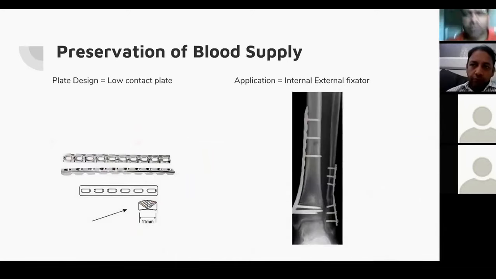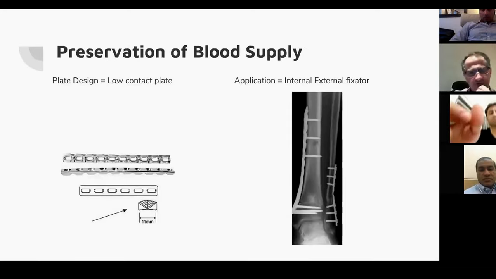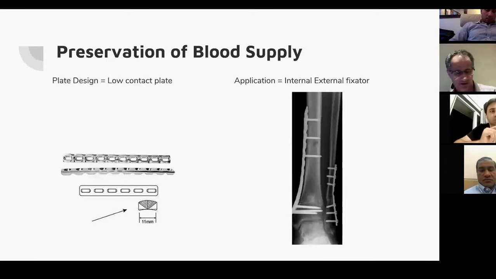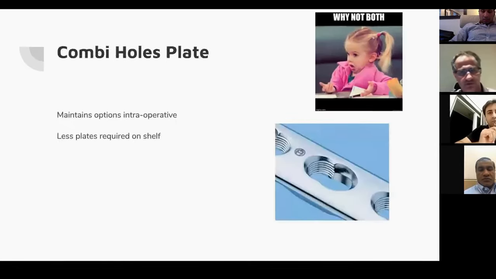So you have two options. You can use your low contact plate, your minimally invasive or minimally disruptive approach, or you can use your plate as an internal external fixator, though this concept is going out of favor because the danger is that you do get a malreduction on your working neck, potentially can be quite long. We'll come to that in a moment again.